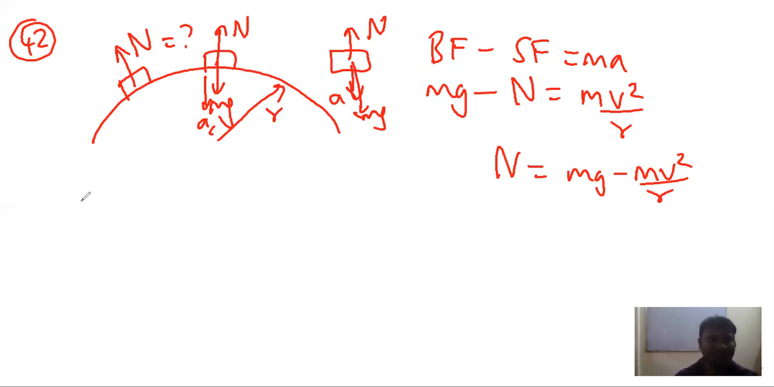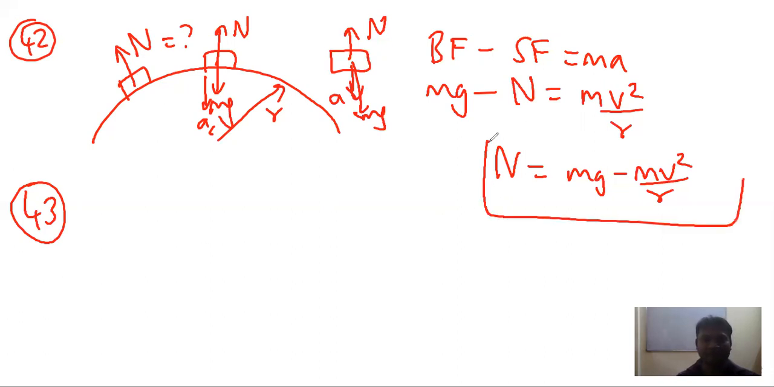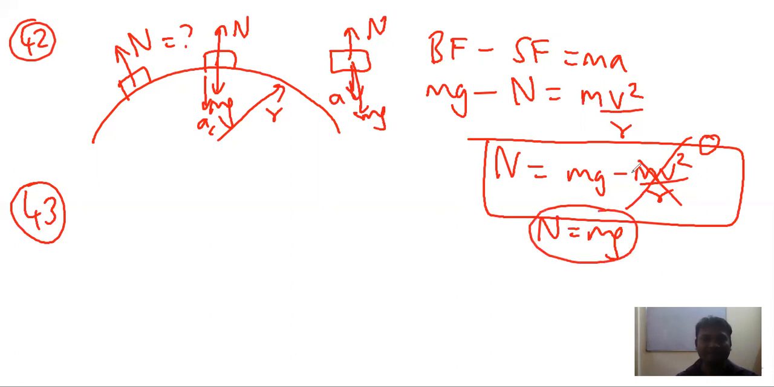Now, let us say we have an inverted situation in question 43. So highest point, this is the value of normal reaction. If the velocity at highest point is 0, then in that case this term will vanish and we'll have 0. So normal reaction will be mg. But if it has some velocity, it will be mg minus mv square by r.